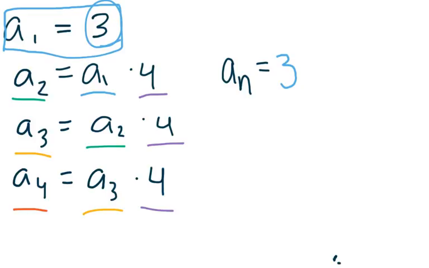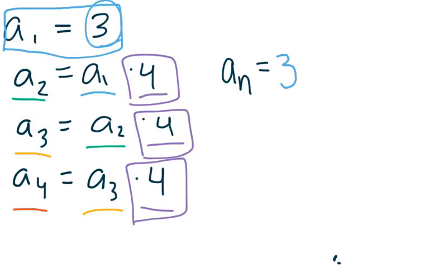And then what do we do to find each value in the sequence? Well, it looks like each of these times we multiply by 4. And the number of times that we do multiply by 4 depends on which number in the sequence we are at.